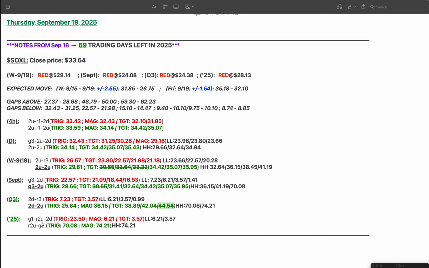For the year, looking to go green 3, but that's not going to happen. That takes 70.08, and that's not going to happen. So there's our triggers and targets.